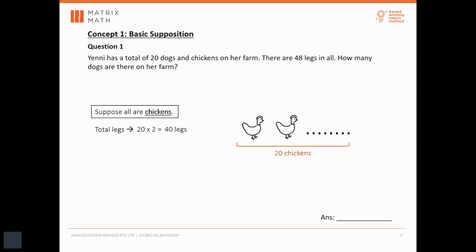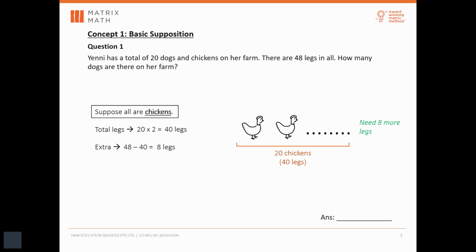From here, the question actually said that there's 48 legs. So what we have here is not enough. The number of legs is not enough. So how many more do we need? This next step, I'll call it the extra, the extra that we need. So I'll take 48 minus the number of legs that I currently have, and that will be 8 legs. So I need another 8 more legs.